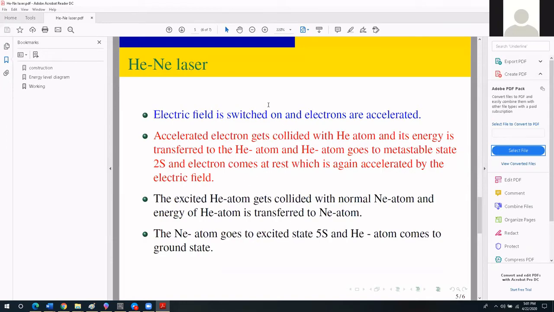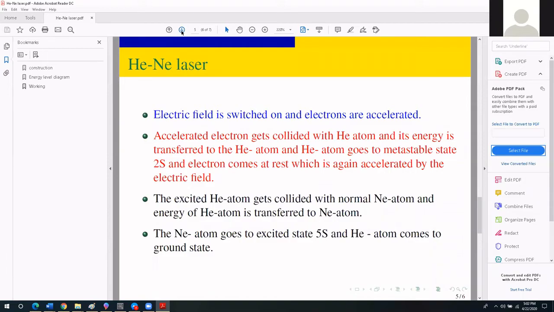What do you mean by population inversion? Hope you know the definition. The number of electrons in the higher energy level being greater than in the lower energy level is known as population inversion. This is a very important point for the production of laser. Without population inversion, you cannot get the laser light.